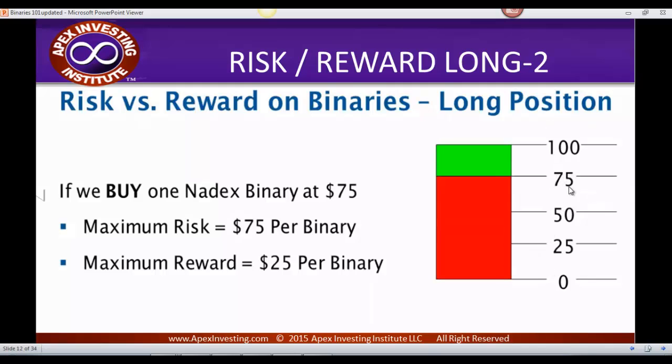But wherever you buy the binary for, let's say in this scenario we bought for 75. Our risk is $75. Our maximum reward is $25 because at expiration, the max it can be worth is 100. Somebody asked, well, why at the $100, Rob? Well, because at expiration, that's what a binary is worth. It's either worth 0 or 100. Okay, it doesn't go past $100.